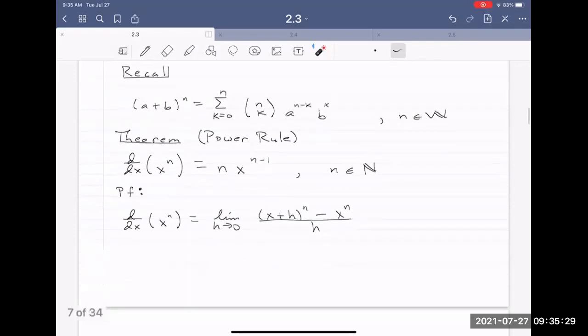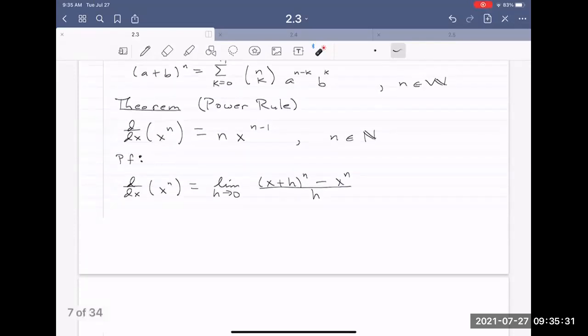So the derivative of x to the n is equal to the limit as h approaches 0 of x plus h to the n minus x to the n all divided by h.